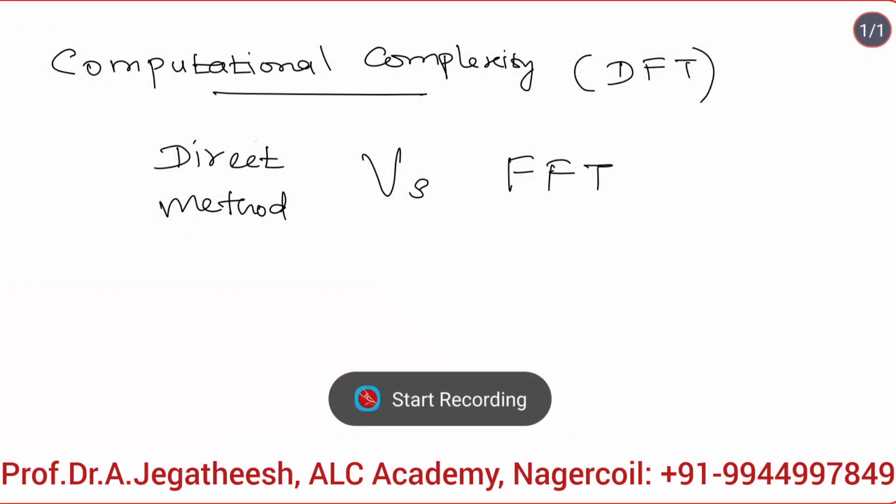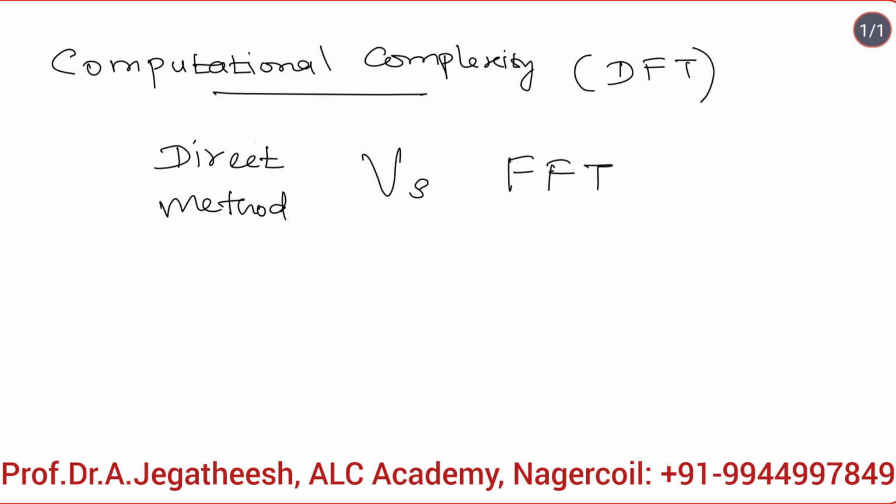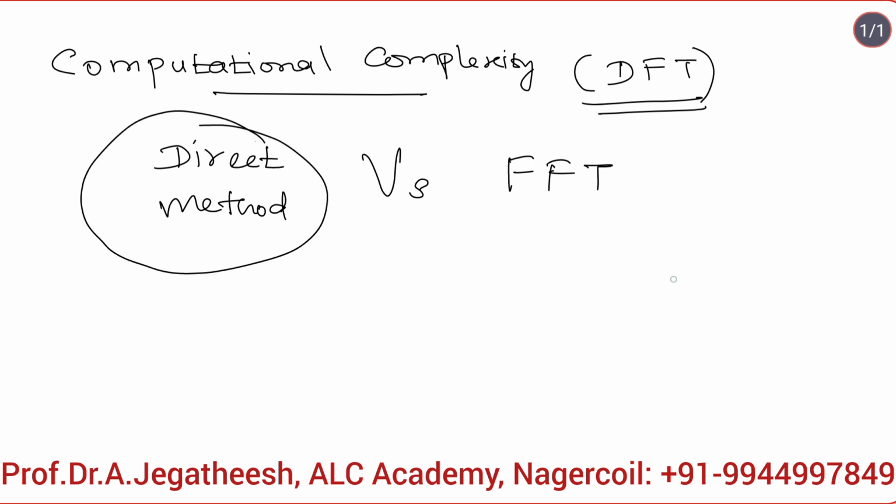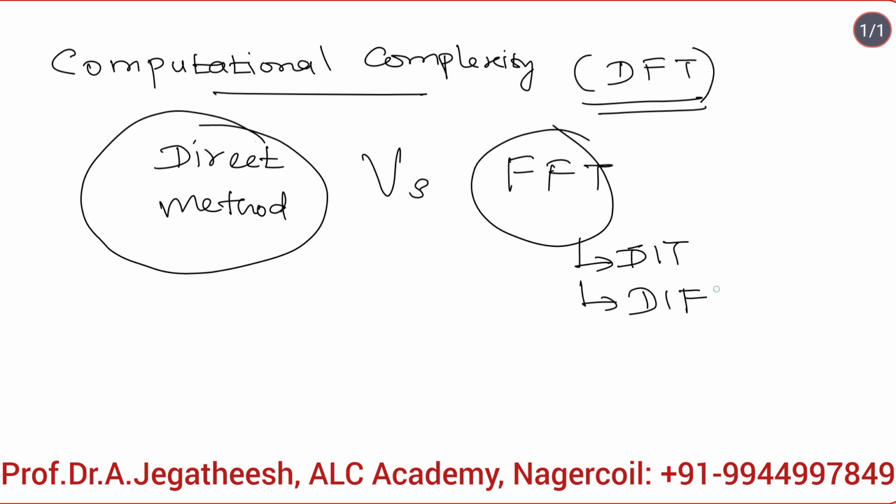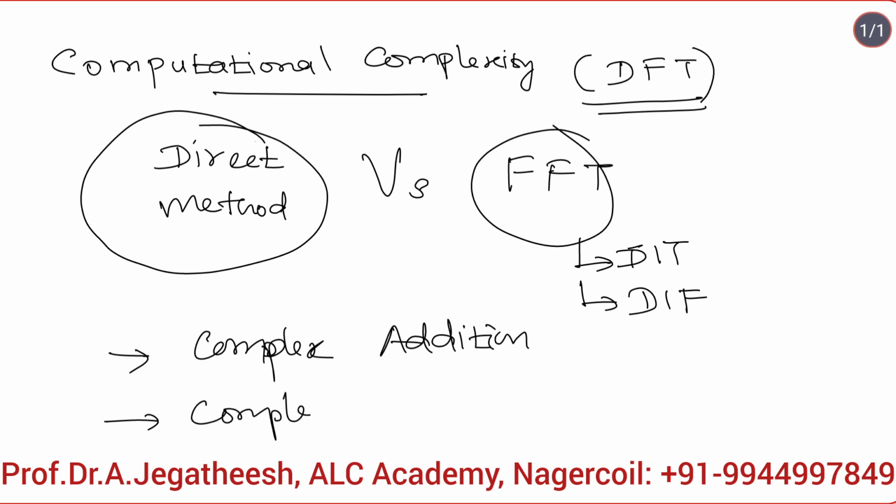Dear friends, in this video we are going to discuss the computational complexity while finding the discrete Fourier transform using the direct method, that is the formula method, versus FFT. You have two FFT methods: one is DIT, decimation in time, and the other is decimation in frequency. Now we are discussing two operations: one is complex additions and another one is complex multiplications.